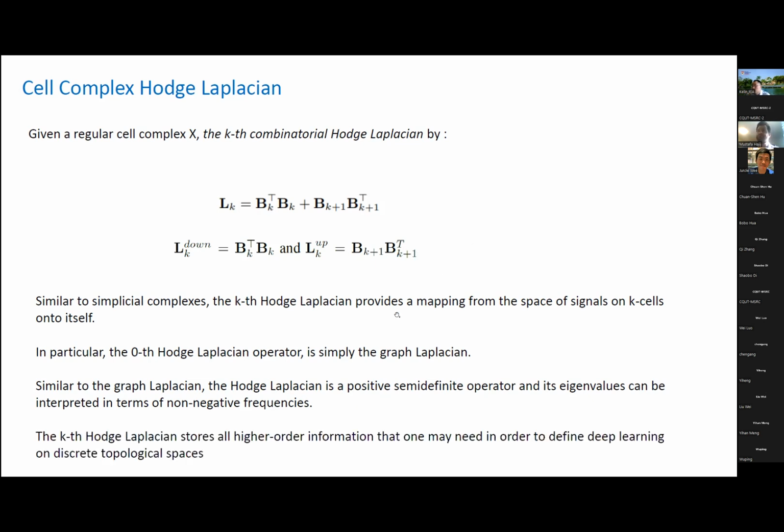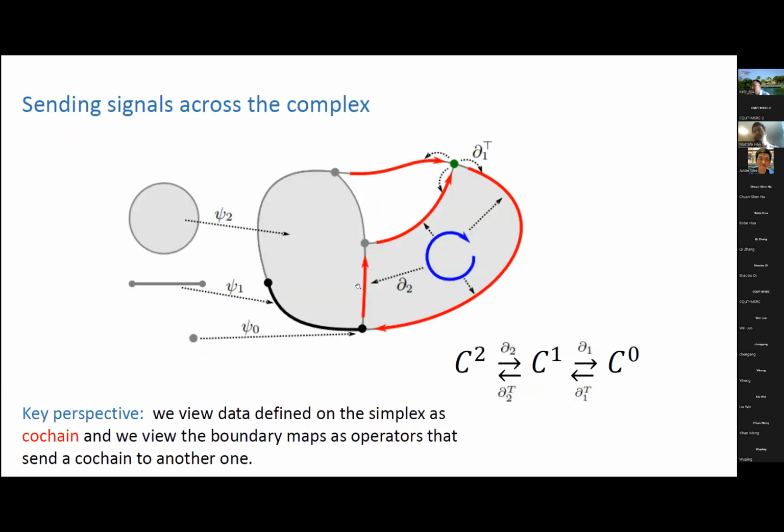So from this perspective, this is quite appealing, among other applications that other experts mentioned today. Now I want to give a framework for how to send signals across the complex from a machine learning point of view, from a deep learning point of view. This is just terminology: I'm going to define the cochain space.